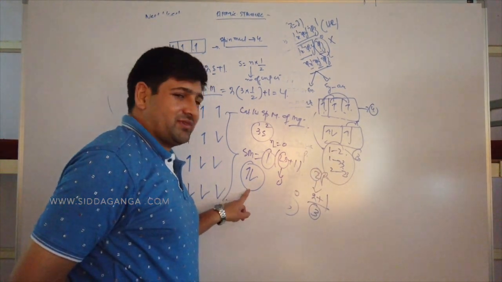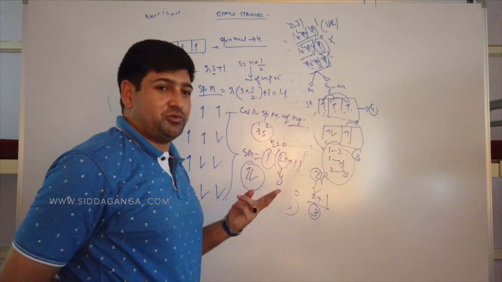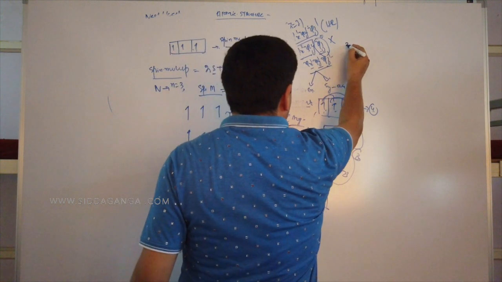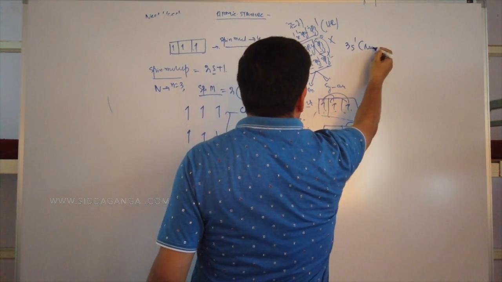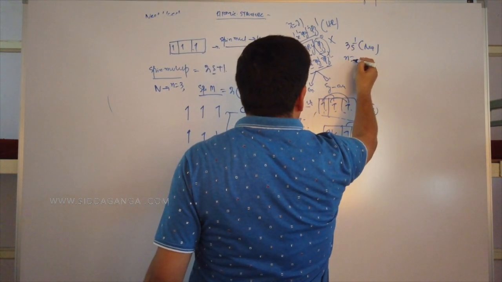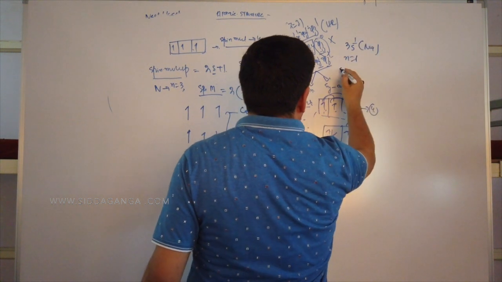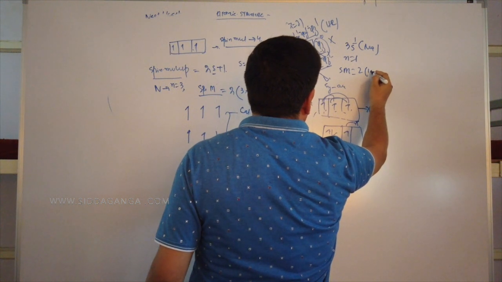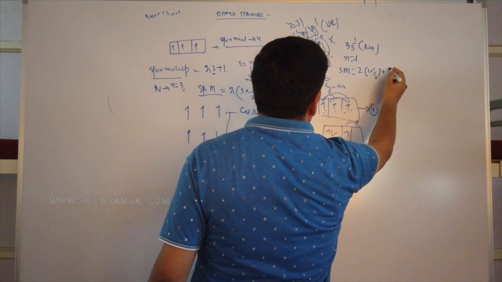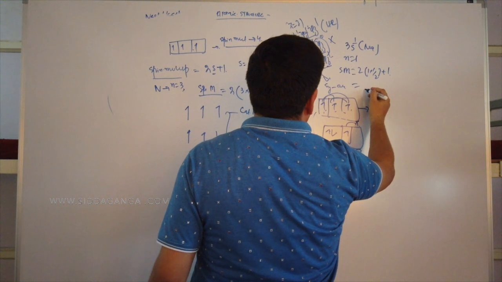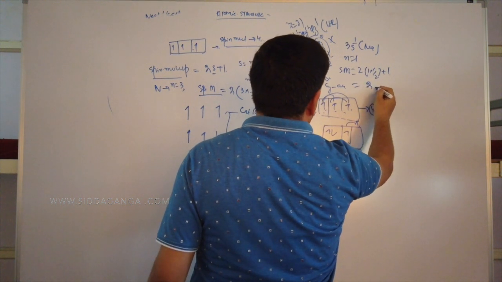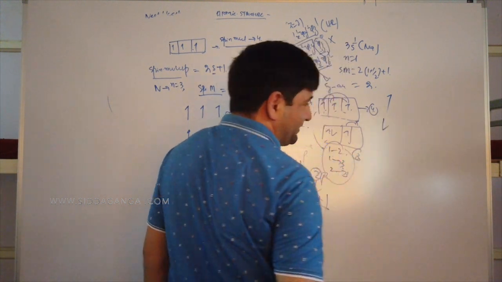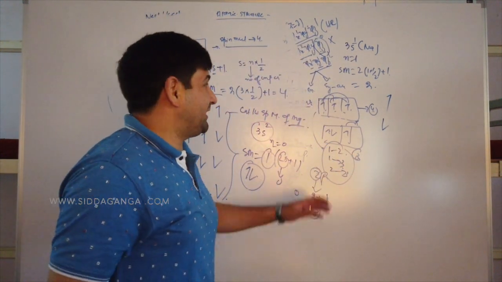Now for sodium, how many spin multiplicities can we have? 2. Why? Because what are the valence electrons of sodium here? Sodium is 3s1, correct or not? So what is the n value? 1. The number of unpaired electrons is 1. So spin multiplicity will be 2 into 1 into 1 by 2 plus 1, right? That will be 2, correct? The electron can remain either clockwise or anti-clockwise. These are the 2 spin states that we got for sodium.